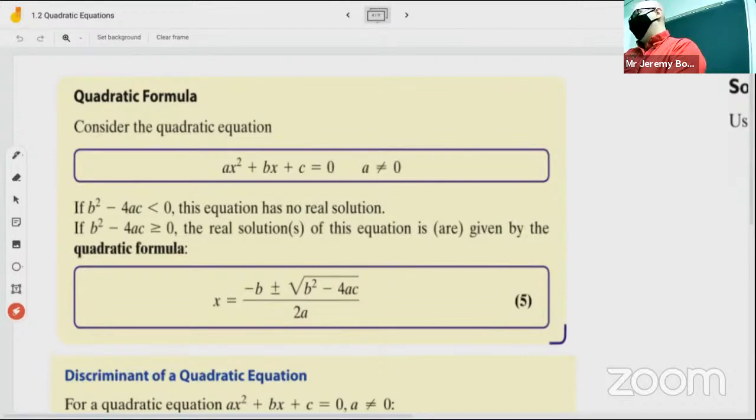So let's dive back into quadratic equations. Remember, we had a quadratic equation of that form: ax squared plus bx plus c is equal to 0. Remember that a cannot be 0, because if a is 0, then it's a linear equation. So gotta remember that. This is the basic form.